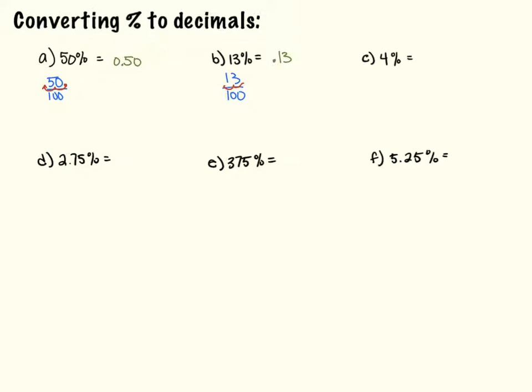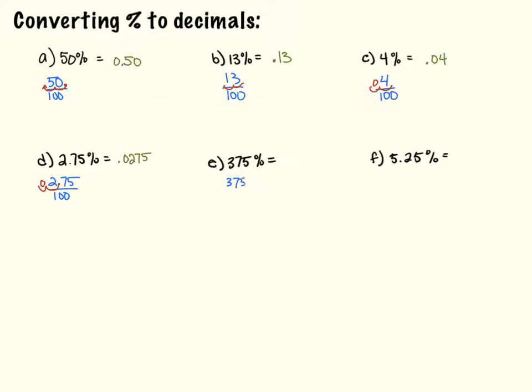The single digits can be a little tricky because people forget to put in that extra 0 at the beginning, like right here. So this would be 0.04. 2.75. Sometimes the extra digit with the decimal in the middle of the number throws people off. So we're still going to move it to the left twice and add that 0 in the front. So we get 0.0275.